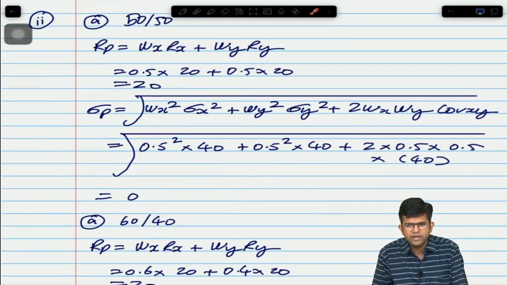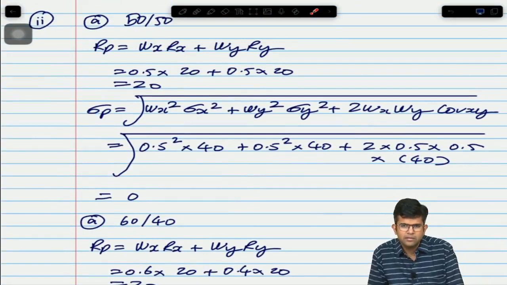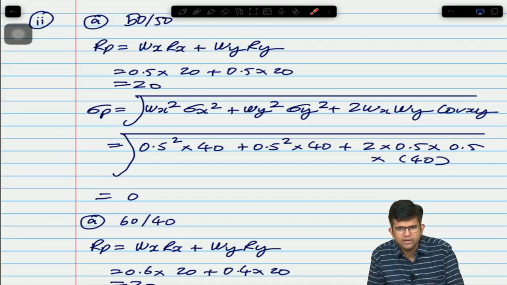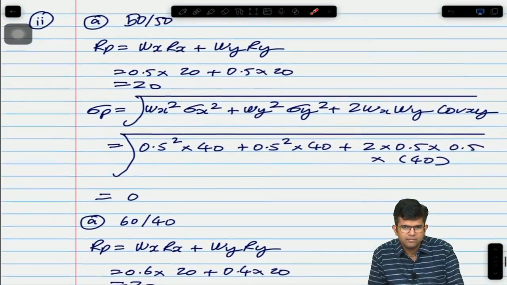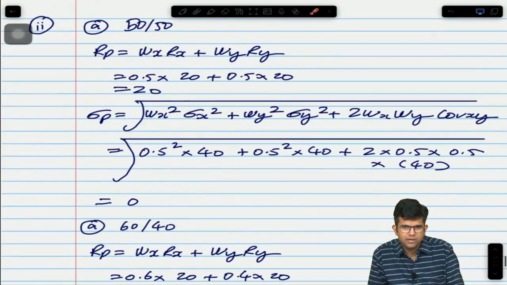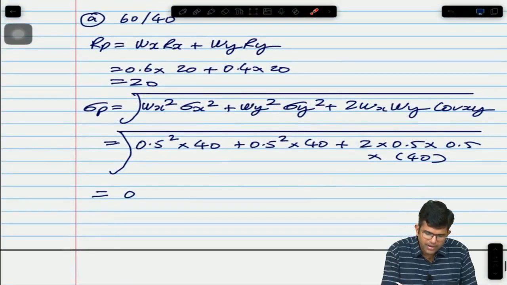Hey, even if you take 6.32 square, you should get the same answer only. Are you getting 0 only? No, everyone, even if you are taking 6.32 square, you will get the same answer. Sandeep, please help yourself. Okay, here now coming back, 60-40.